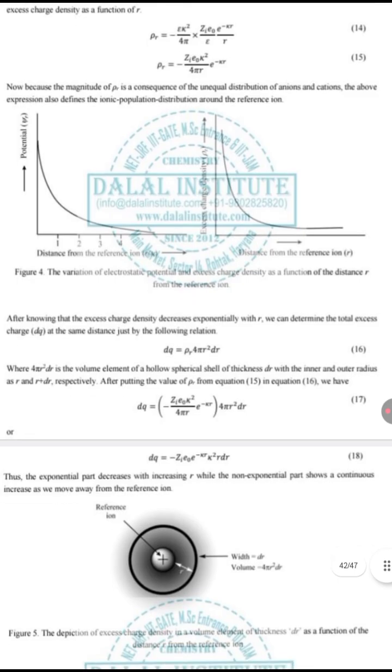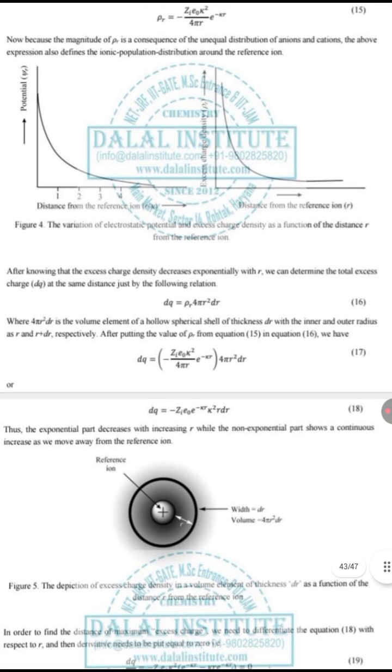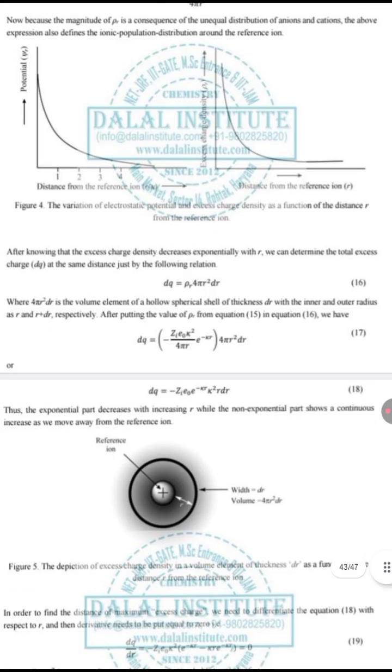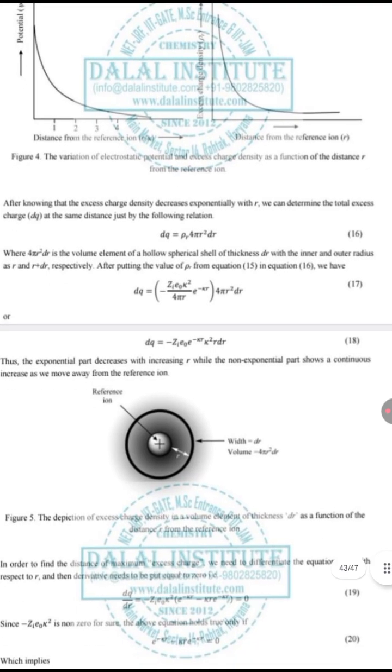ρ(r) equals minus εκ² divided by 4π into z_i e₀ e to the power minus κr divided by εr, equation 14. ρ(r) equals minus z_i e₀ κ² e to the power minus κr divided by 4πr, equation 15. Now, because the magnitude of ρ(r) is a consequence of the unequal distribution of anions and cations, the above expression also defines the ionic population distribution around the reference ion.